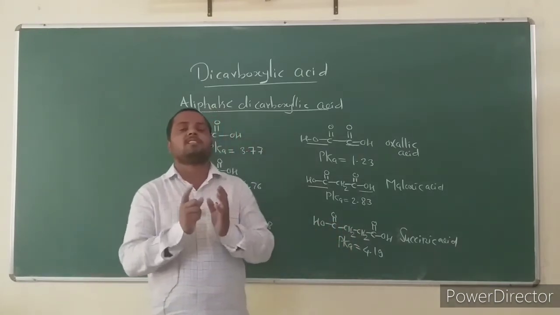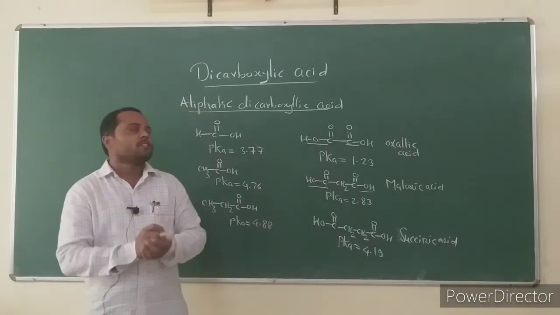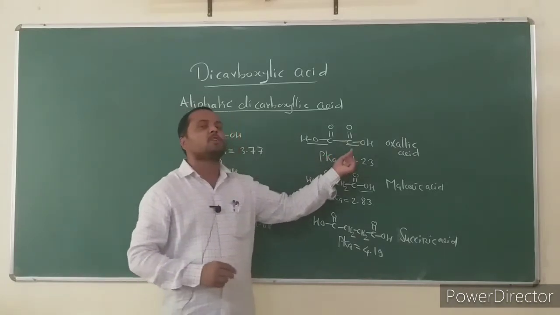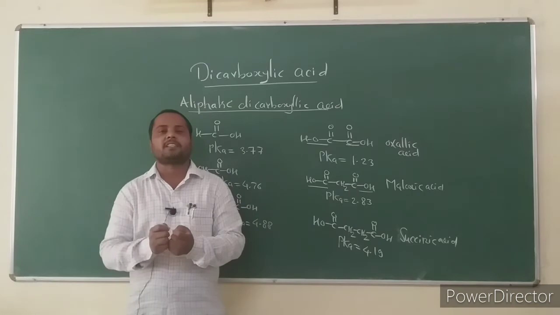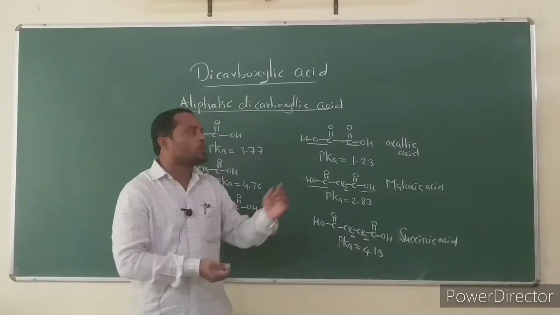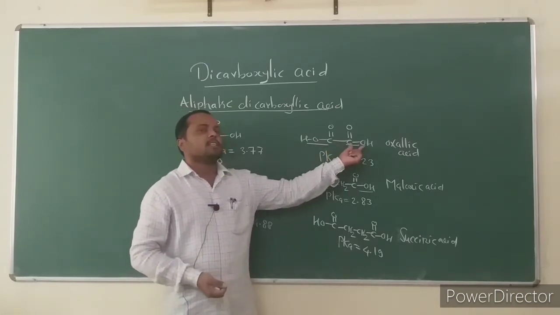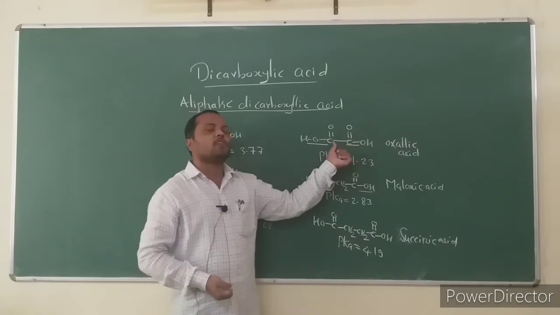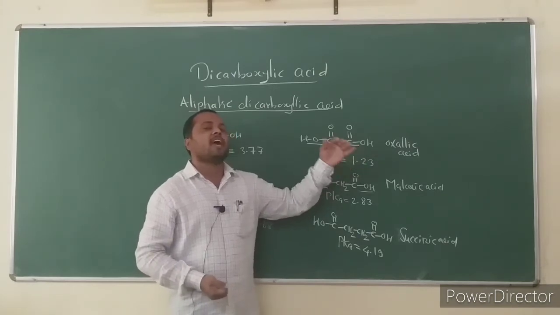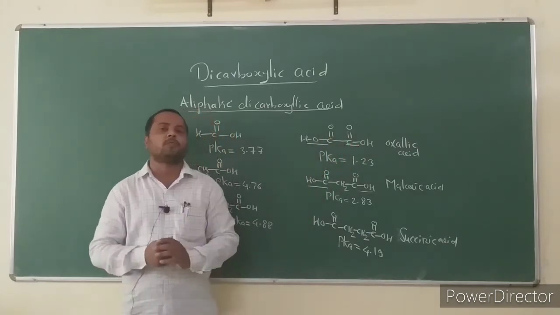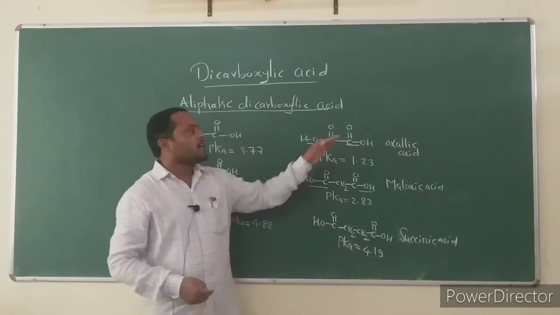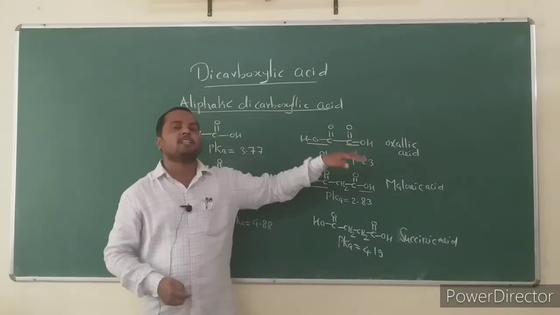What is the acid strength of dicarboxylic acid? Generally, the carboxylic functional group has a minus I effect. As the distance between the two carboxylic groups changes, one carboxylic group generally increases the acidity of the other carboxylic group by the minus I effect. The carboxylic group has a minus I effect.